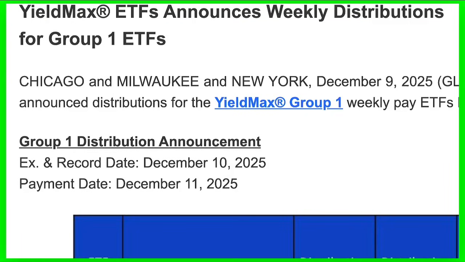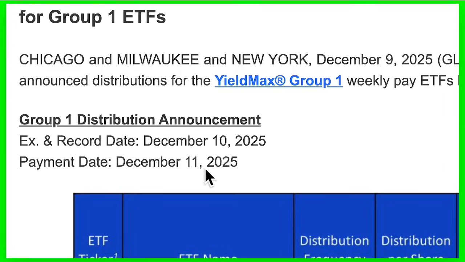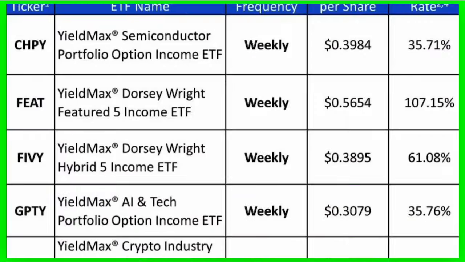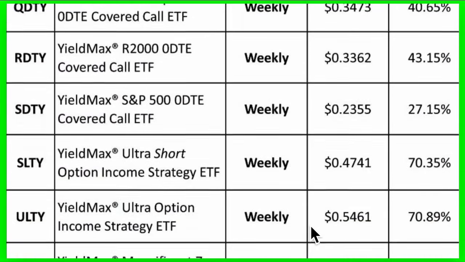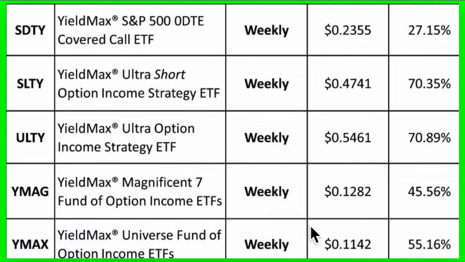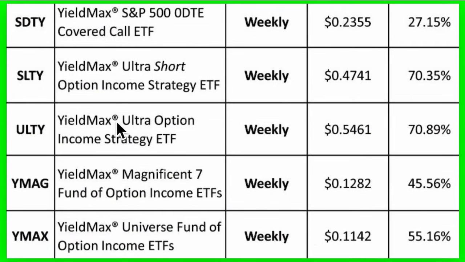Another weekly distribution announcement was for Group 1. Group 1 consists of fund of funds, and the ex-date and record date is December 10th, and payment will be December 11th. And these are the Group 1 ETFs: CHPY, FEED, FIVY, GPTY, LFGY, QDTY, RDTY, SDTY, SLTY, ULTY, YMAX.